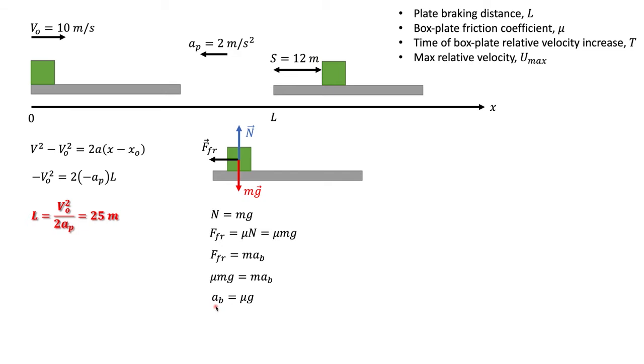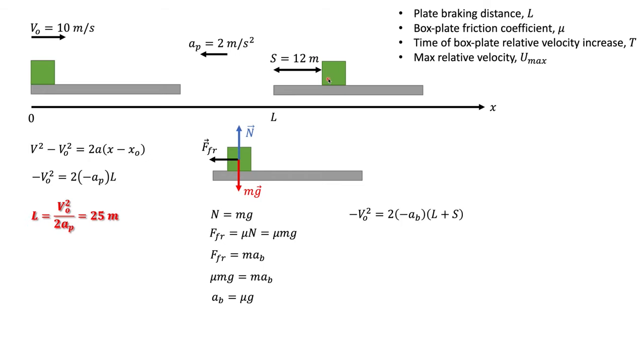And again, we can use the formulas of constant acceleration to describe the motion of the box. Essentially, what we're going to do now is use the same formula we used for the plate. The only difference is that instead of AP, we're going to put AB. And instead of L, we're going to use the distance the box travels, and that distance is L plus this distance S.